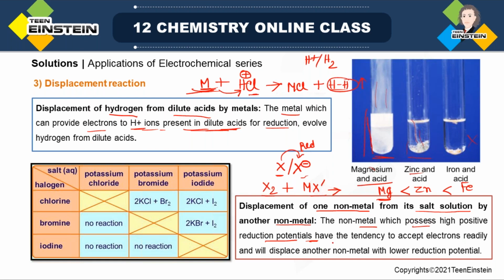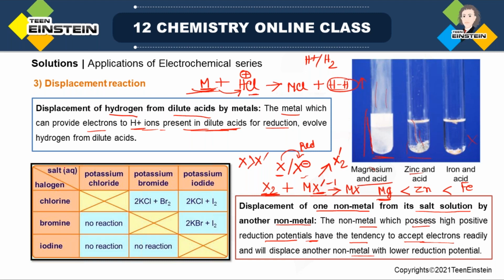The system which has a high reduction potential value will have a tendency to accept electrons. That means it will act as an oxidizing agent, and it will accept electrons readily and displace another non-metal with lower reduction potential. So here, suppose X has high reduction potential compared to X prime, so X can remove X prime and take the place of X prime. So now it is MX. X prime here is in the -1 state, but after displacement it will be oxidized to X prime 0. That means now we will get X prime 2.